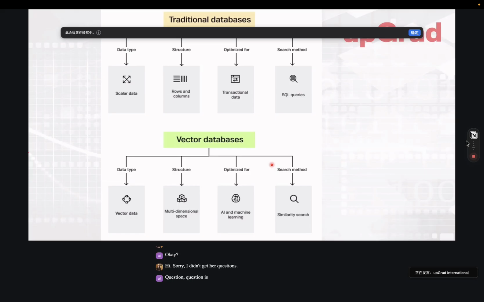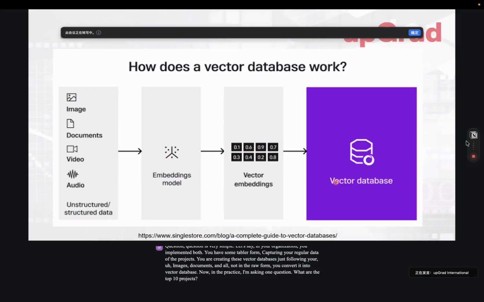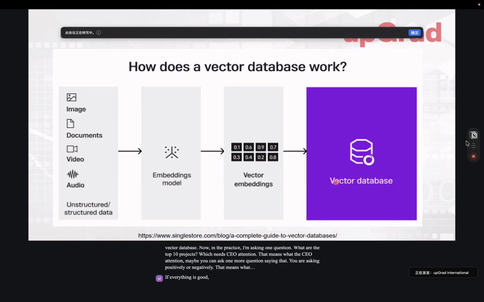Question is very simple. Let's say in your organization you implemented both. You have some tabular form capturing your regular data of the projects. You are creating these vector databases, following your images and documents, not in the raw form; you convert them into a vector database. Now in practice, I'm asking one question: what are the top 10 projects which need CEO attention? Maybe you can ask it positively or negatively. If everything is good, he can clap for it.